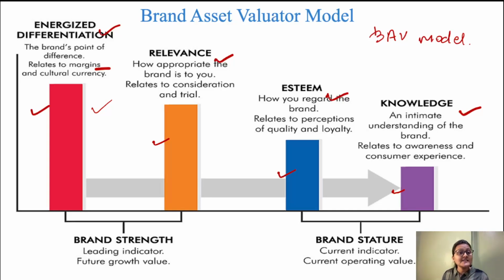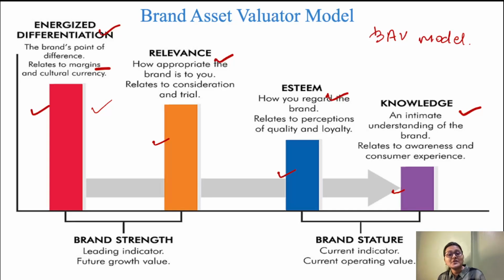Now next is relevance. This states how appropriate the brand is to a certain individual, how relevant the products offered by that particular brand are to the individual. It relates to consideration and trial. Consumers are going to try the products of that particular brand, and if they like the product, then they are going to recommend the product to other consumers.